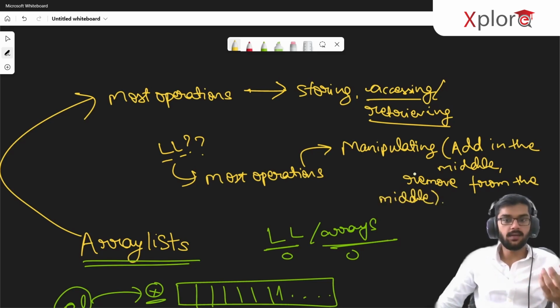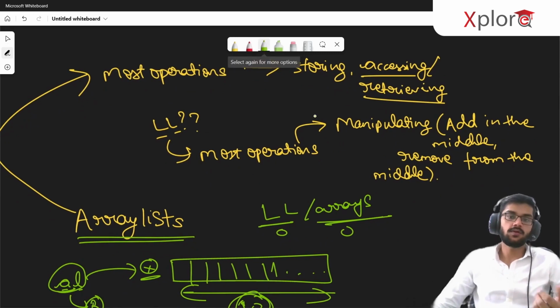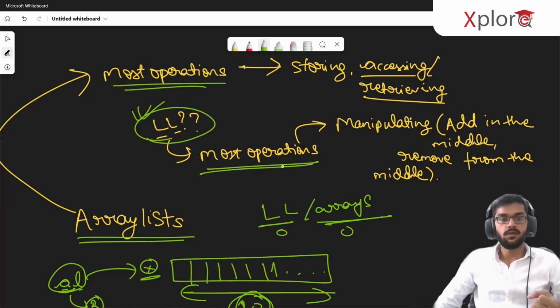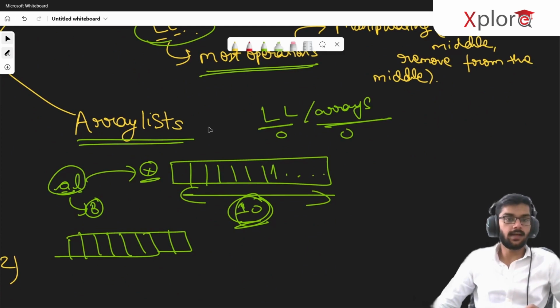So I hope you get my entire point, right? Adding at the end is kind of okayish, because array lists are also efficient for that. But if I want to add in the middle, or remove from the middle, linked list is something which I am looking forward to. So I hope you get the point when I will be able to use both of them. Okay, so I hope this gives you an overview of what array list is.